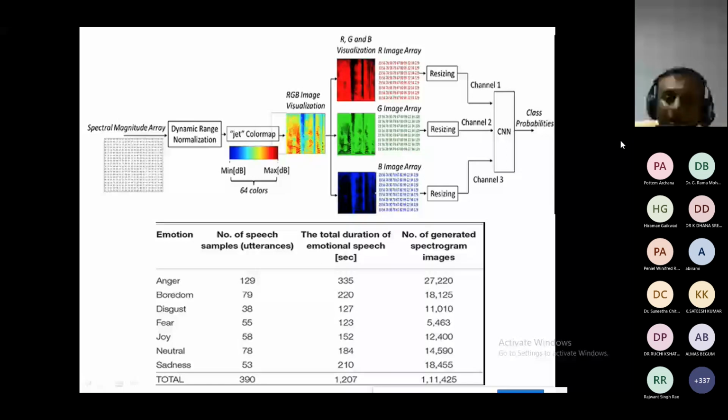So we have observed that for a person, for the different moods we have taken in the test, anger is 129, boredom 79, disgust 38, fear 55, joy 58, neutral 78, sadness 53. The total duration of the emotional speech and the number of generated spectrogram images is found here. So now you calculate the percentage for this person.